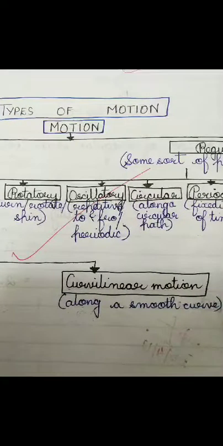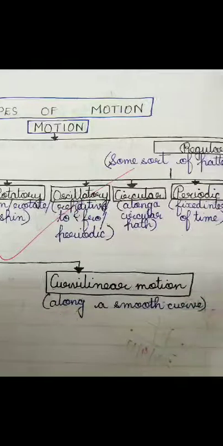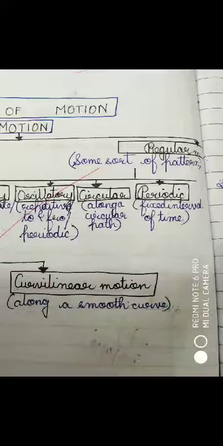Then oscillatory motion, it is a repetitive motion. This we will discuss in detail. You might have seen the pendulum of a clock. That is the example of an oscillatory motion. Then circular motion. What is a circular motion? When something is moving in a circular path. Suppose you're riding a bicycle in a circular motion.